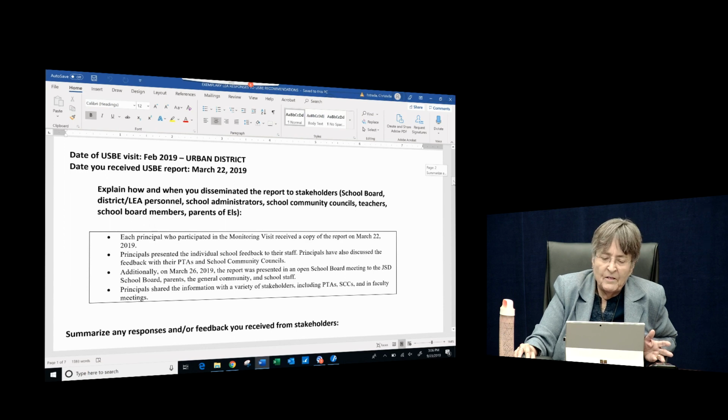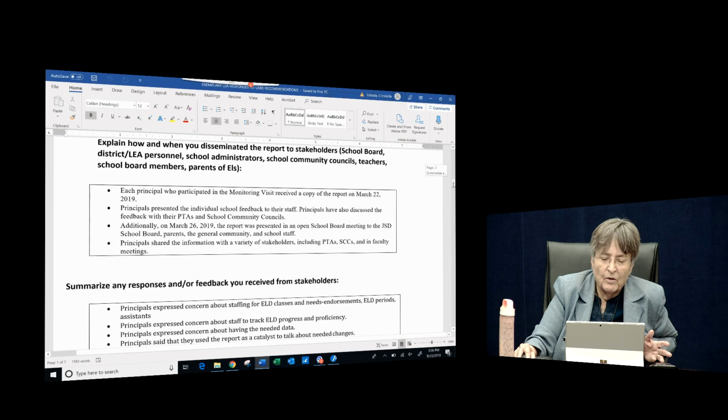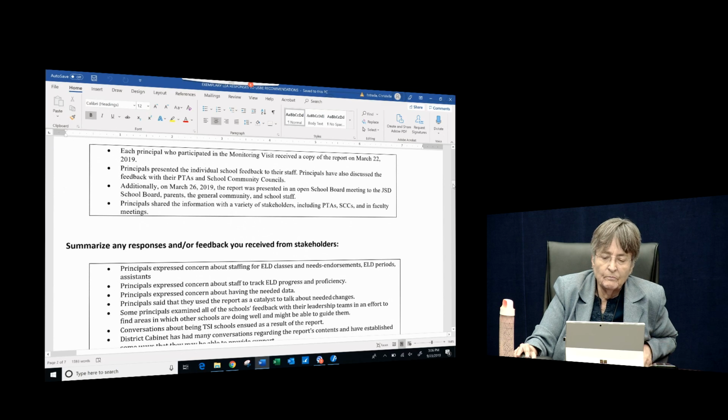So when they disseminated the report, the monitoring report, the principals gave everything to their staff. They discussed the feedback with their PTAs, their school community councils. Additionally, the report was presented at the school board with parents, general communities, school staff, the school board. Principals shared the information with a variety of stakeholders, including PTAs, SCCs, and faculty meetings. Okay, so you have a wide dissemination.